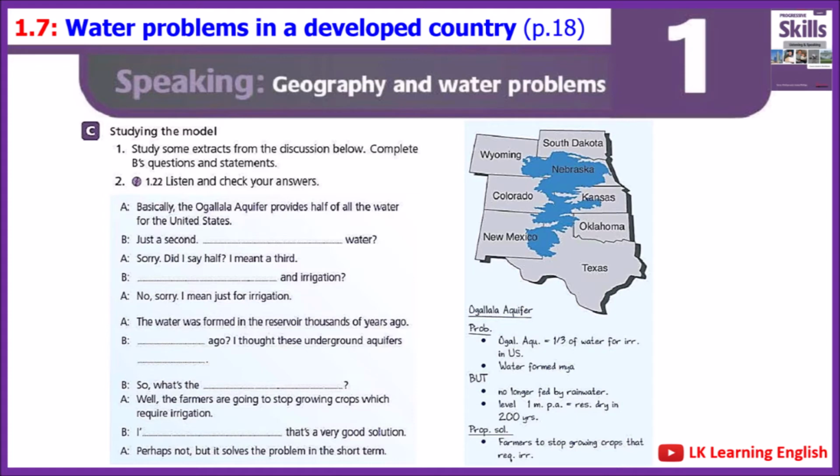The water was formed in the reservoir thousands of years ago. Thousands of years ago. I thought these underground aquifers were millions of years old. So, what's the proposed solution? Well, the farmers are going to stop growing crops which require irrigation. I'm not sure that's a very good solution. Perhaps not, but it solves the problem in the short term.